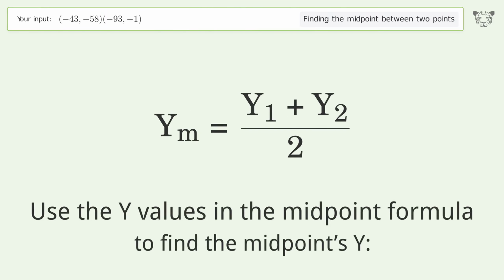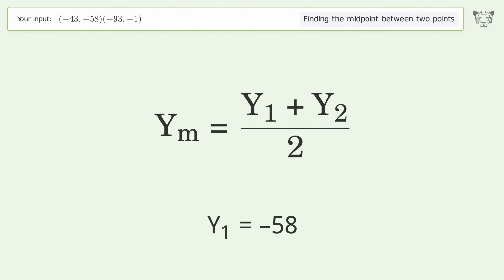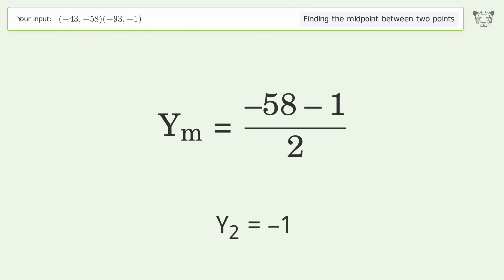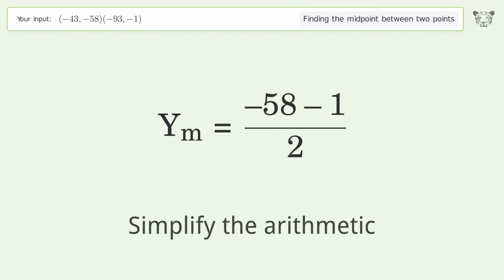Use the y values in the midpoint formula to find the midpoints y. y1 equals -58. y2 equals -1. Simplify the arithmetic.